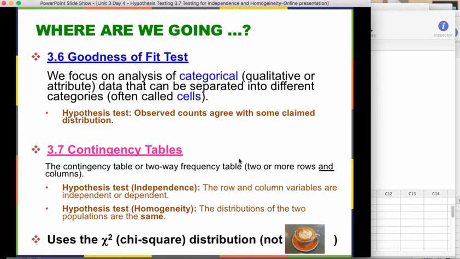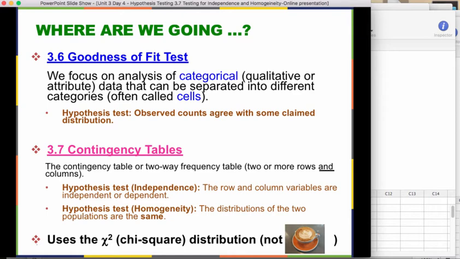So a little bit about where we're going. Previously, we were talking about a goodness of fit test, and we focused on analysis of categorical data that could be separated into different categories, which are often called cells. And the hypothesis test that you're using here is that the observed counts agree with some claimed distribution. Actually, we will do a quick review of that before moving on to contingency tables.